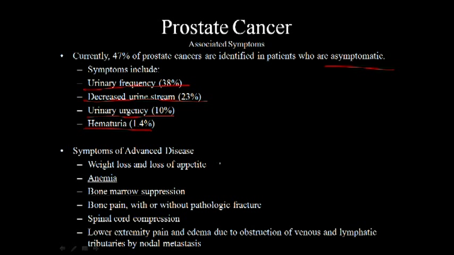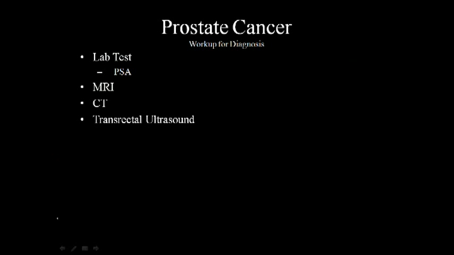Symptoms of advanced disease are weight loss and loss of appetite, anemia, bone marrow suppression, bone pain with or without pathological fracture, spinal cord compression, lower extremity pain and edema due to obstruction of venous and lymphatic tributaries by nodal or nodal metastasis. So all of these things come together and culminate in advanced disease. And so that's something that you have to be concerned with if you do start experiencing these symptoms.